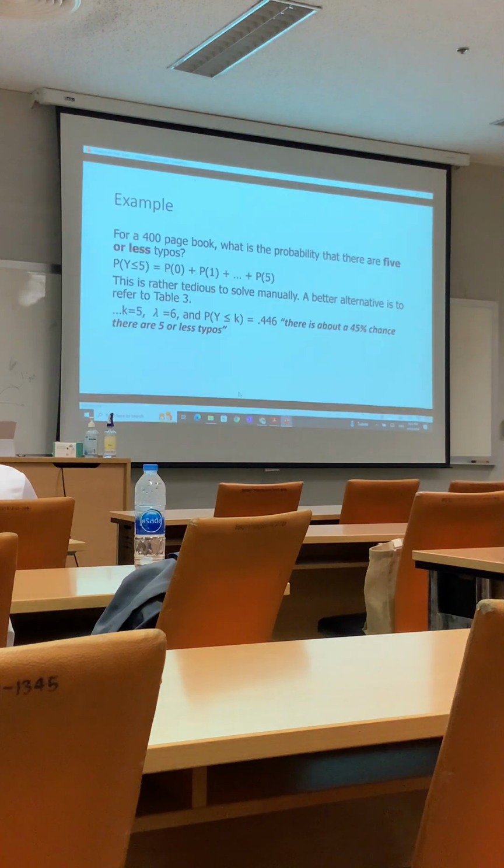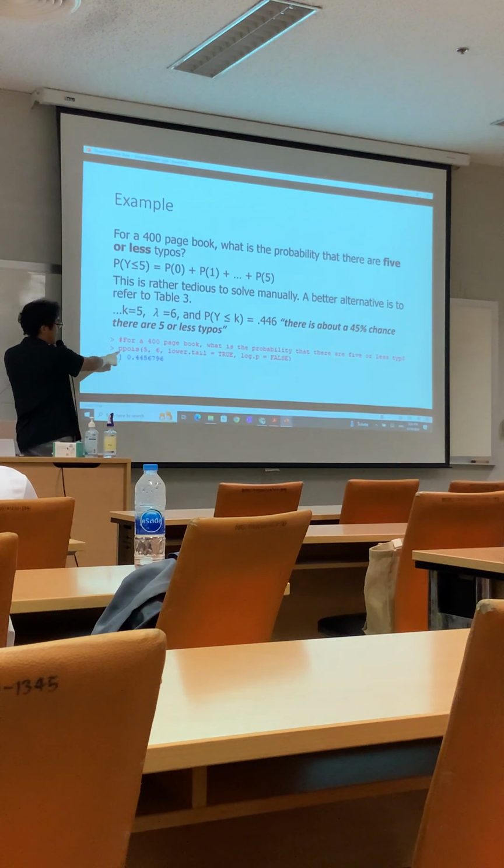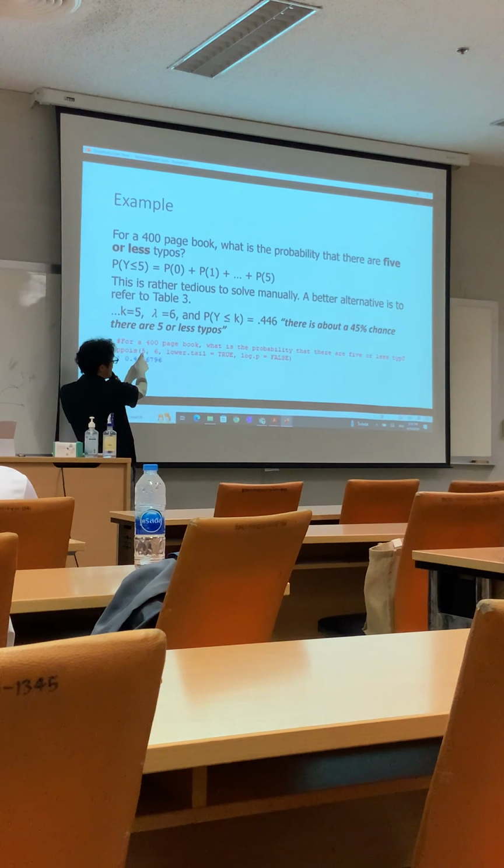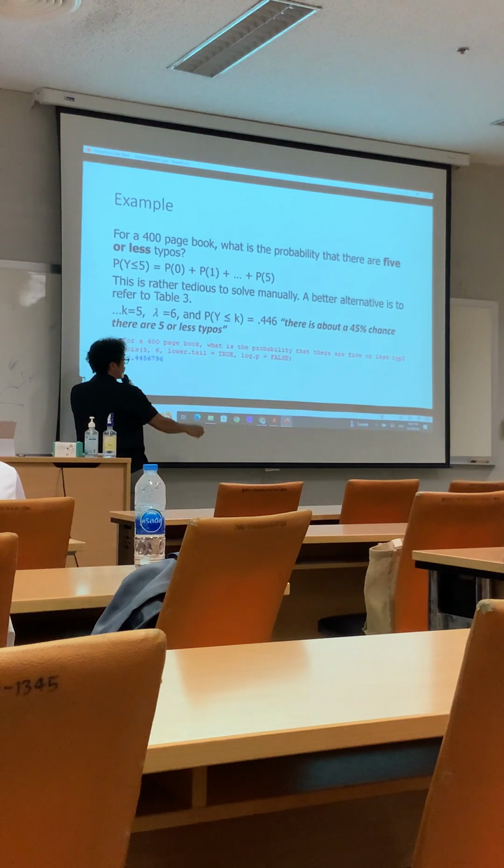And this is the same, 0.446. So there is about 45% chance, or 44.6%, that there are 5 or fewer mistakes in your textbook when you have 400 pages. If you want to use R code, then you have to use ppois. It's number 5, lambda is 6, and you have to specify lower tail to be true.